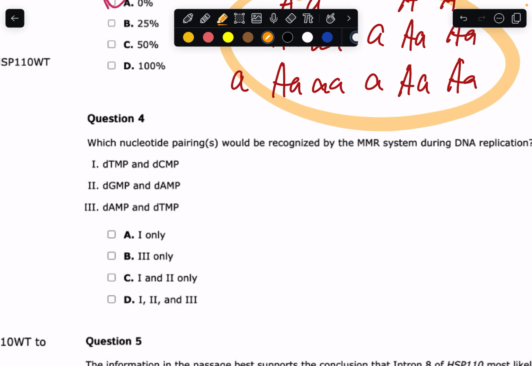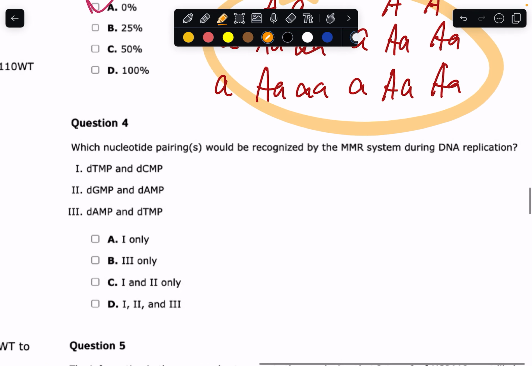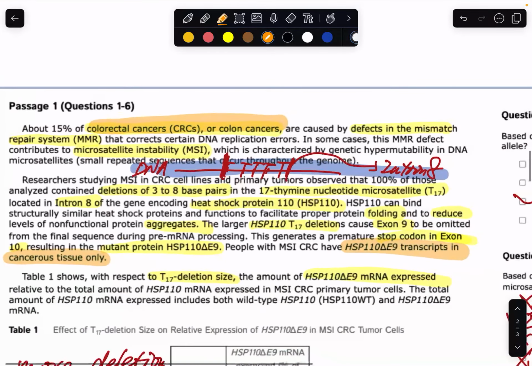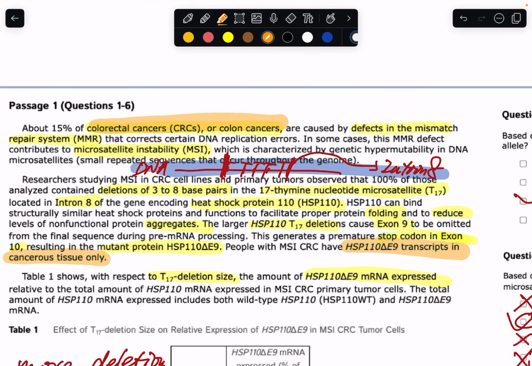All right, question 4. Which nucleotide pairings would be recognized by the MMR system during DNA replication? At this point, my brain is so tired. I don't remember what MMR is. It's okay, I highlighted it, right? It's the acronym. In the first paragraph, defects in the mismatch repair system that corrects certain DNA replication errors. Okay, that's what MMR is, right?